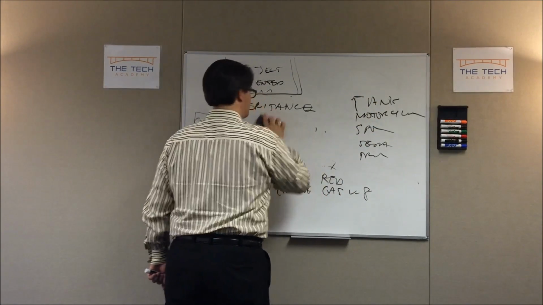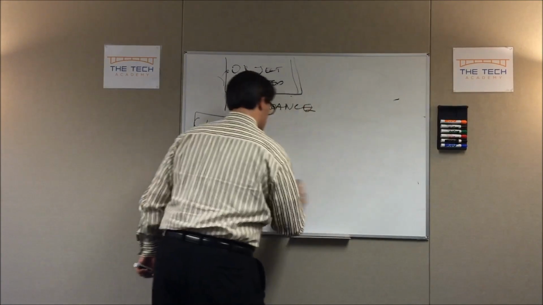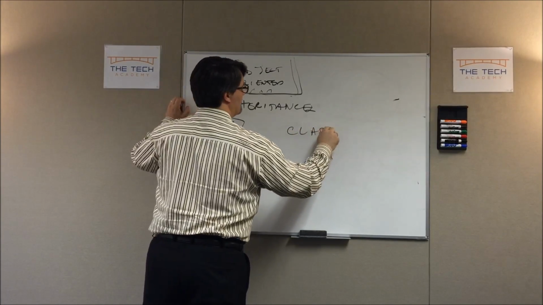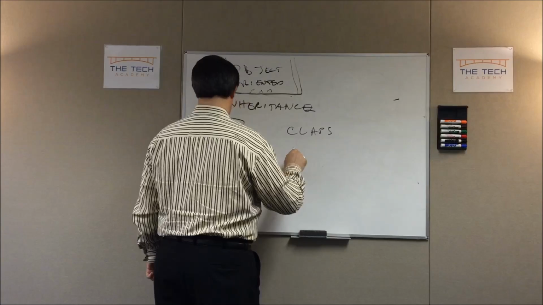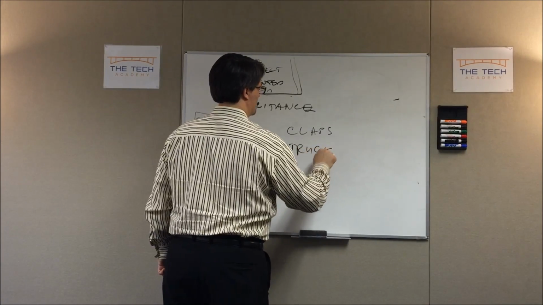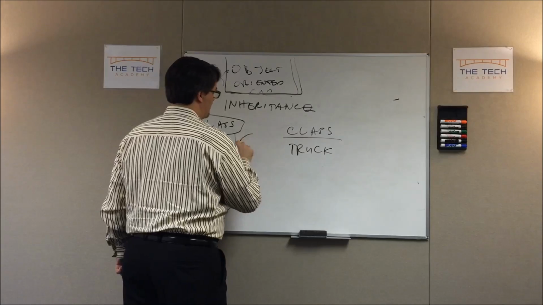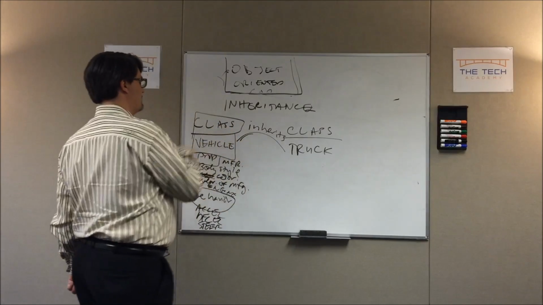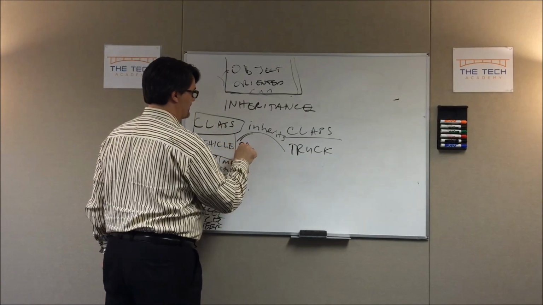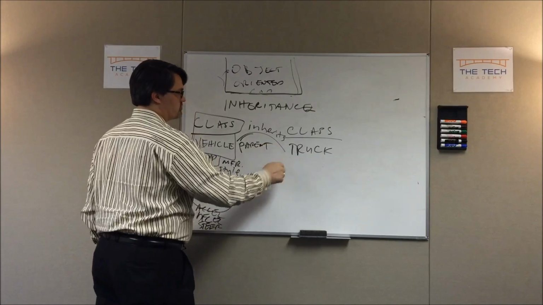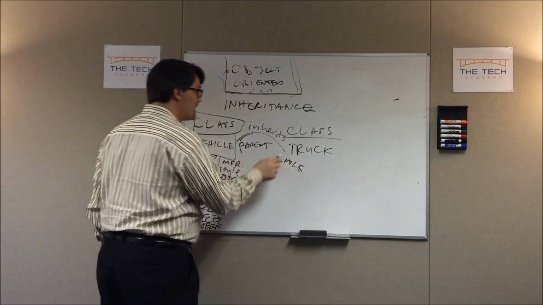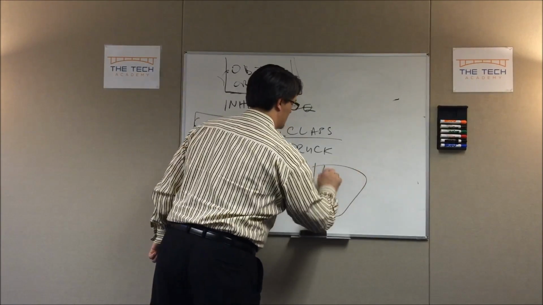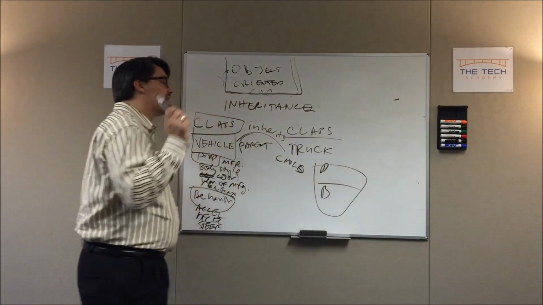Here's where inheritance comes in. Inheritance is making a new class. Let's make a class here called truck. And it inherits from this vehicle class. The vehicle class is the parent class. The truck is the child class. So what does that mean? Well, it means that it gets all of these properties and behaviors, but you can add in some.